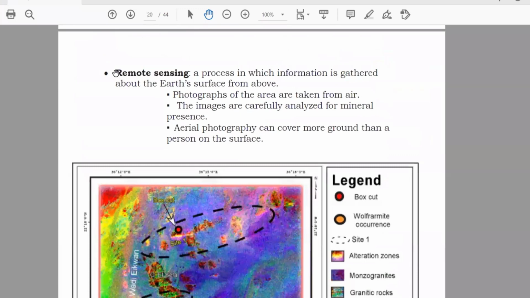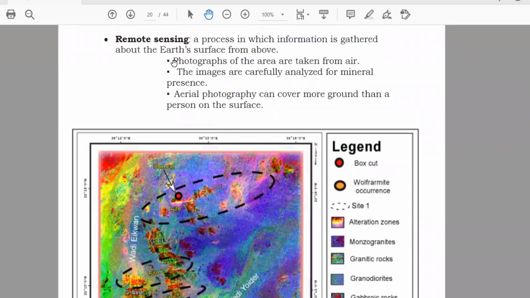After that, remote sensing. If you see the word remote, it means no need to go to the particular place. Here is a process in which information is gathered about the earth's surface from above. They do all the research from above with the help of photographs of that area taken from the air. After taking the photograph, the images are carefully analyzed for mineral presence. Aerial photography can cover more ground than a person on the surface.